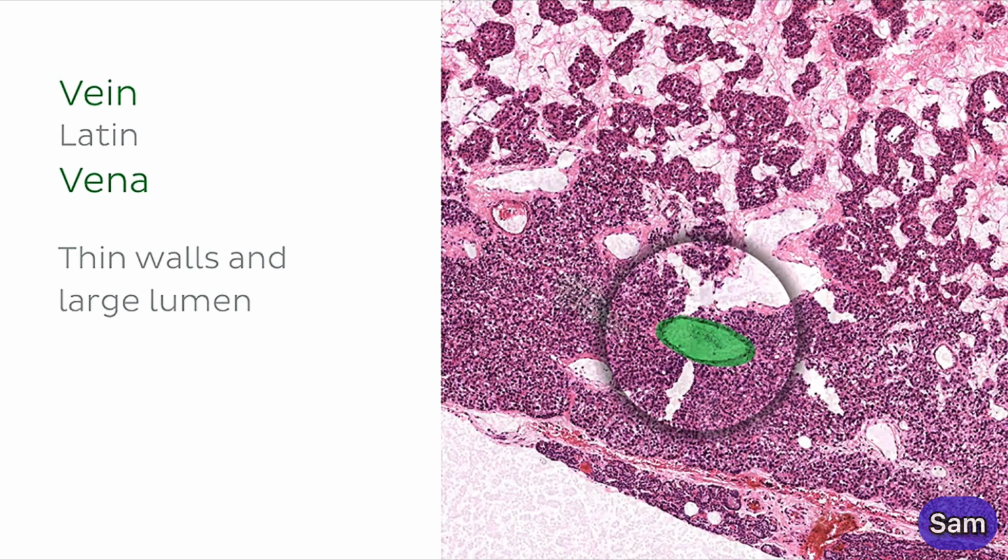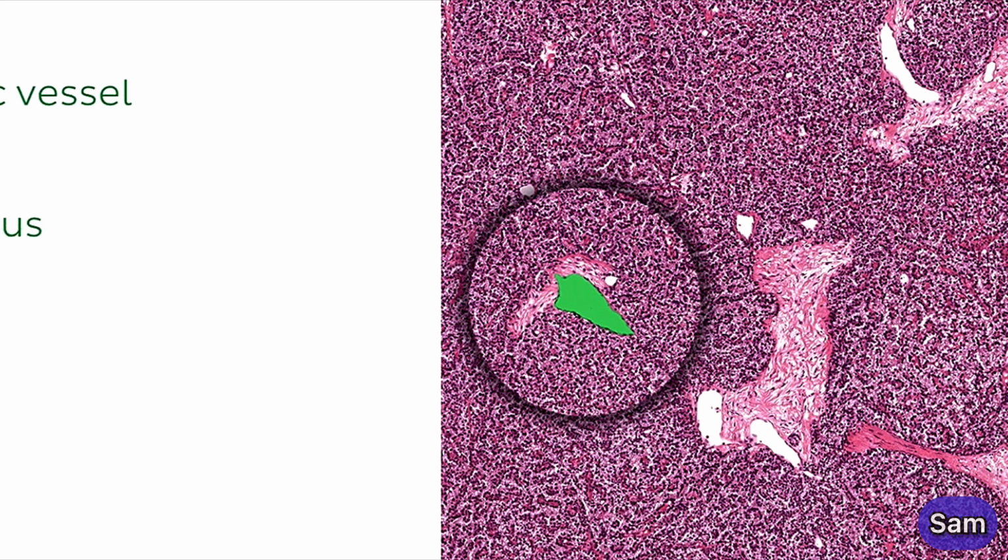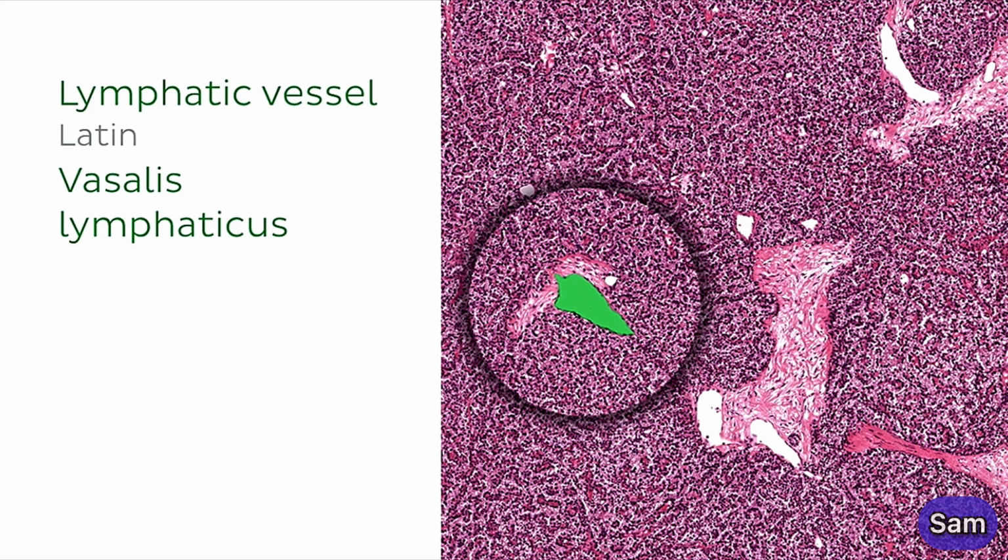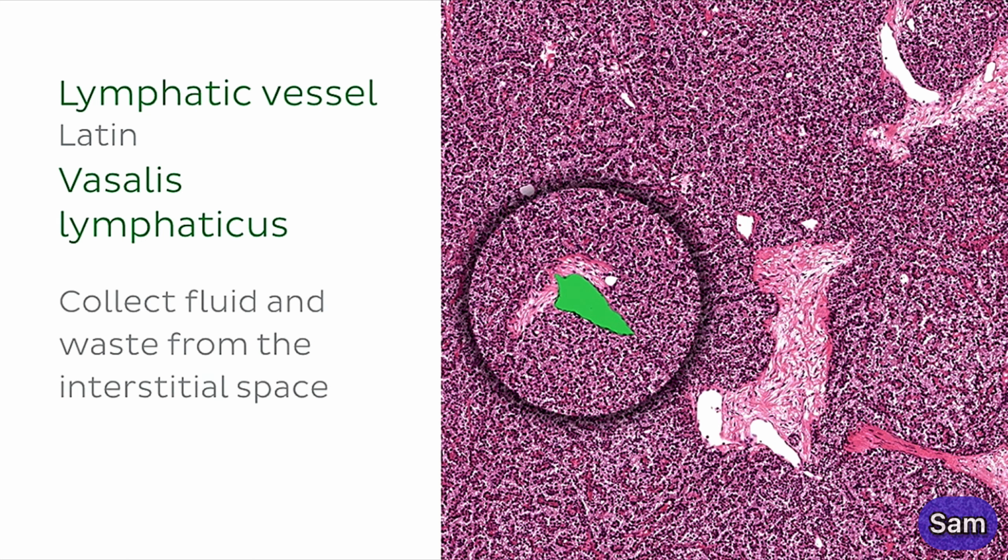Another type of vessel that can be identified in this tissue is the lymphatic vessel we can now see highlighted in green. In the parathyroid glands, lymphatic vessels collect fluid and waste from the interstitial space and eventually return that fluid to the cardiovascular system.